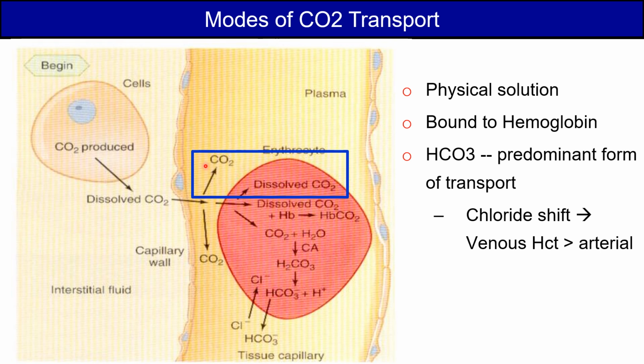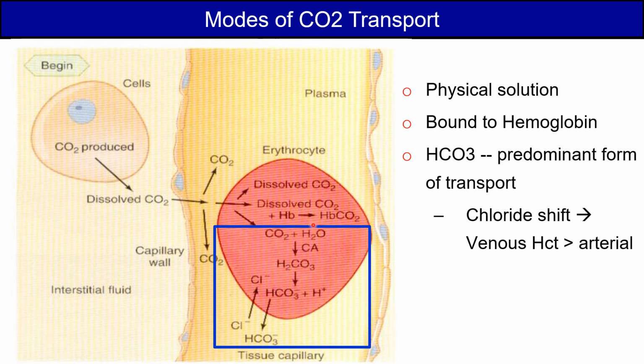Now, what are the modes of transport of the carbon dioxide produced by the tissues? One is in physical solution, either inside the RBC or in the plasma. Two, it can bind to hemoglobin. Three, it can be transported as bicarb, which is the predominant form.